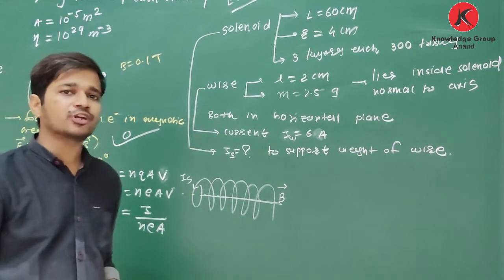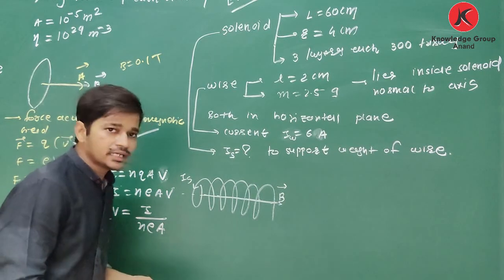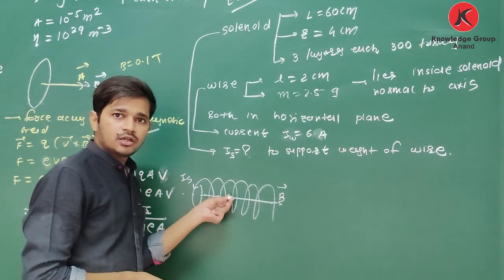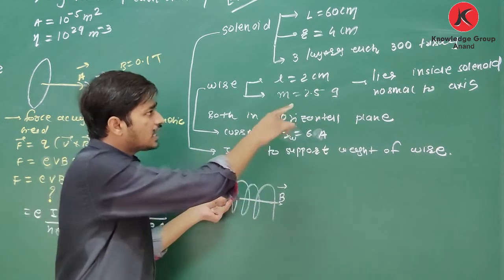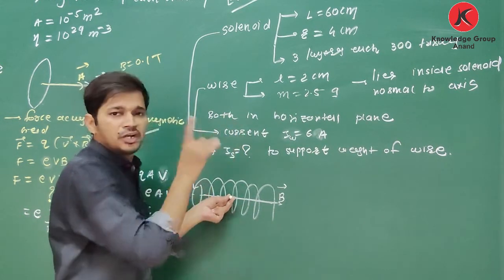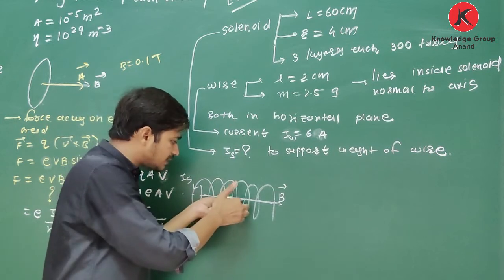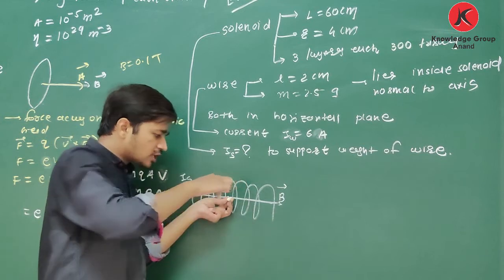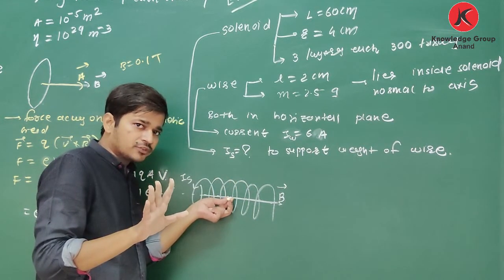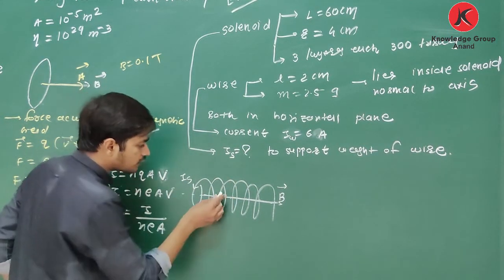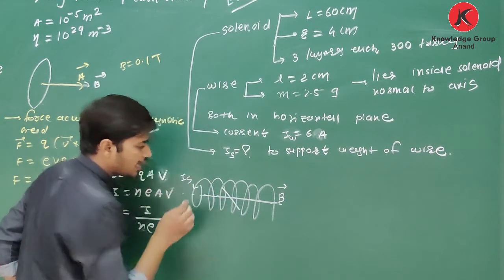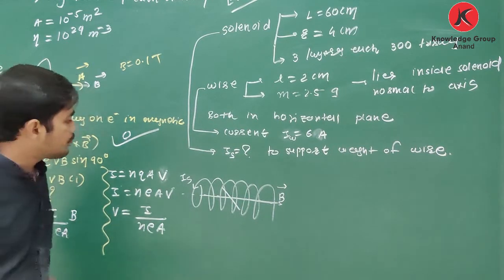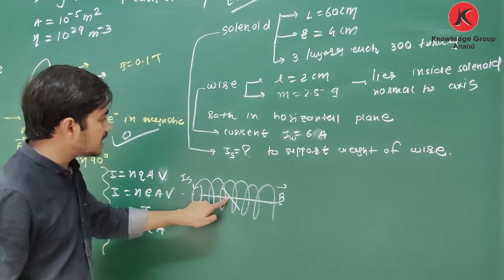What is the meaning of horizontal plane, students? This wire is placed like this. Do you understand? It lies inside the solenoid normal to the axis. Yes, it is normal to the axis; it makes an angle of 90 degrees. In the horizontal plane means like this. Clear about this? So I will draw that wire like this. It is placed like this. Clear about this?